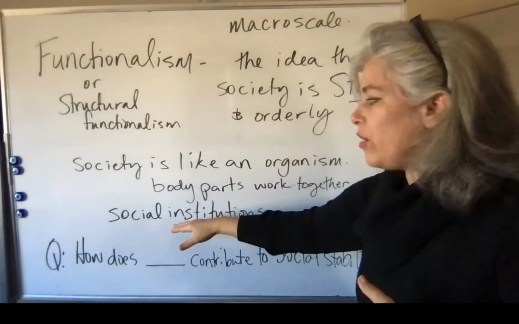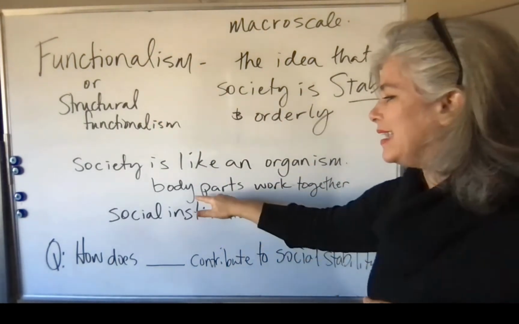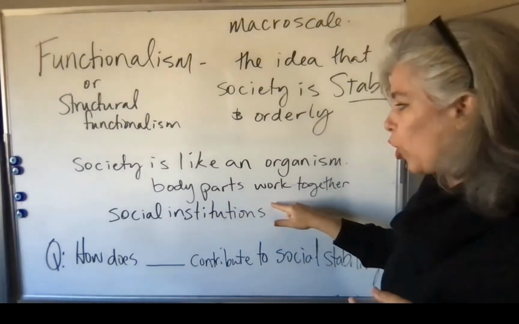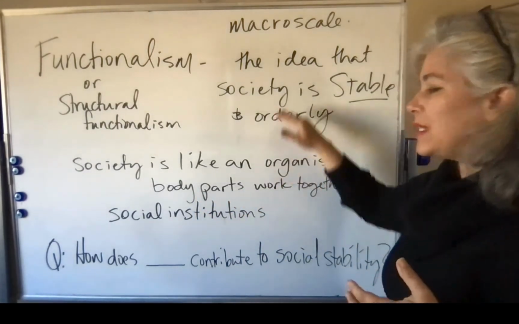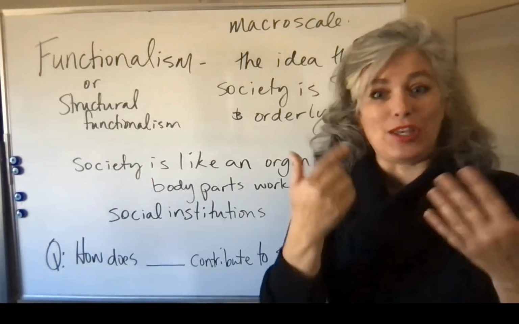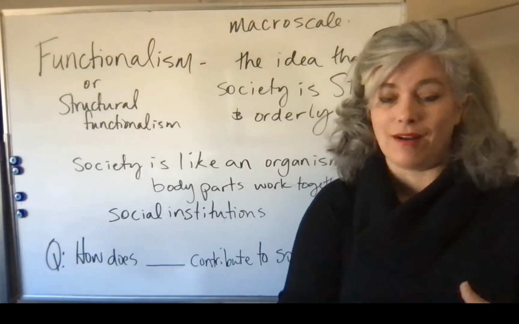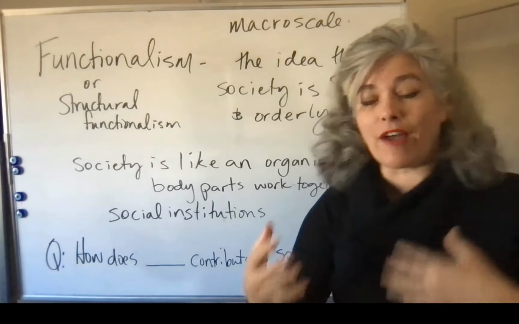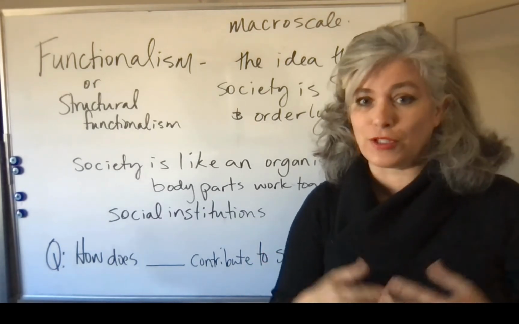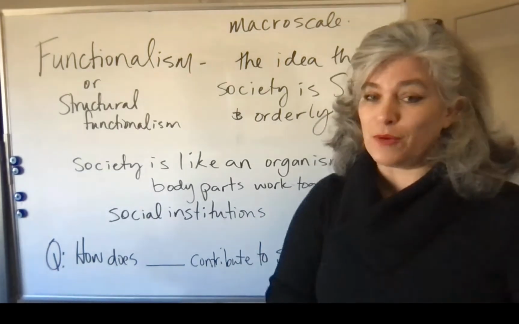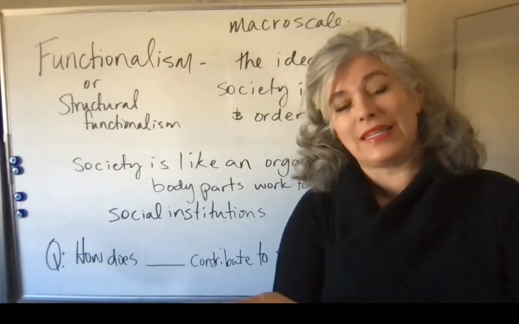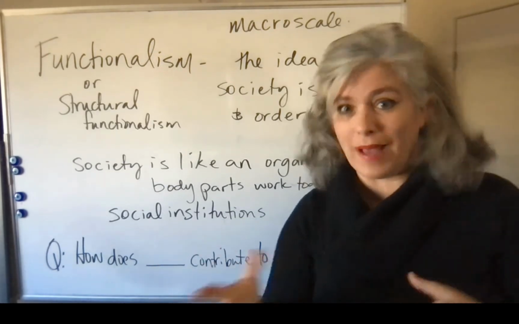Functionalists say that all these social institutions are like individual body parts that work together to keep society stable and orderly. Just like your body has a heart and lungs and stomach and intestines and all the other body parts that work together to keep you stable and orderly. You even use that word in medicine, right? Stability, or somebody's stable or unstable medically.